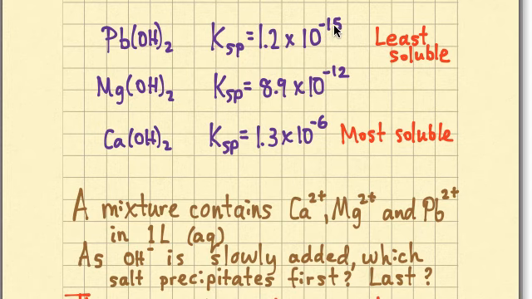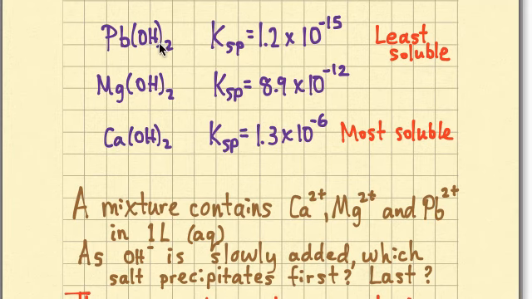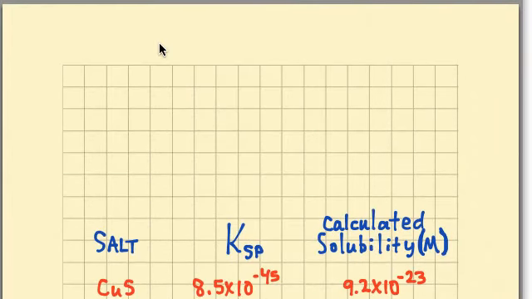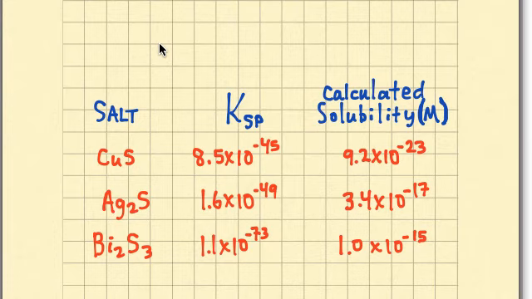Since this is like 1,000 times less soluble than this one, you could make a solution of magnesium and calcium, leaving them in solution, but pull the lead hydroxide out as a solid precipitate. And that's a good way to separate ions. I am almost out of time here.